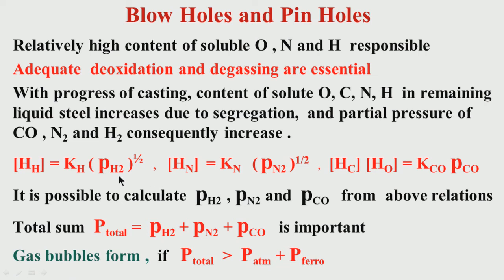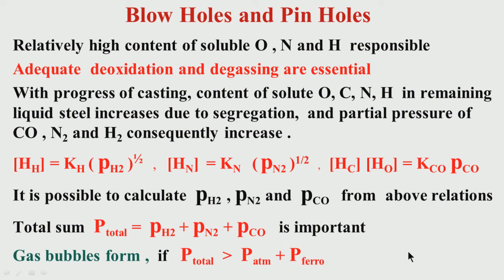So, there is a partial pressure of hydrogen, nitrogen, and carbon monoxide depending on how much hydrogen, nitrogen, carbon, and oxygen is there in liquid steel. The less of hydrogen, nitrogen, carbon, and oxygen, the lower the partial pressures. And if the partial pressures are low, the total pressure from these partial pressures is low. If the pressure is low, then it is less than atmospheric pressure and ferrostatic pressure.